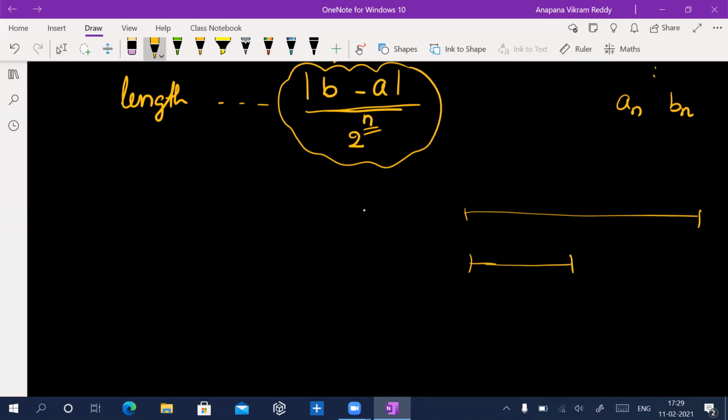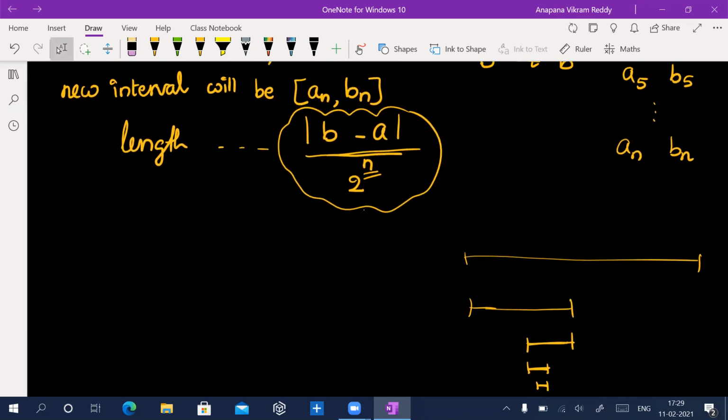Just put n equal to 1. If I put n equal to 1, the length becomes b minus a by 2. If I put n equal to 2, it becomes b minus a by 2 to the power of 2, because I have half here. The remaining half is this. Again I divide by 2, I get an interval something like this. Again I divide by 2, and so on. So for the nth iteration, the length will come down to b minus a divided by 2 power n. You must get this thought, you must always think like this.